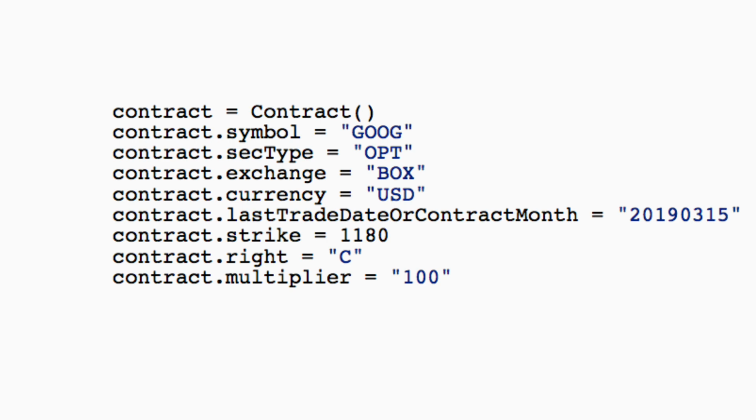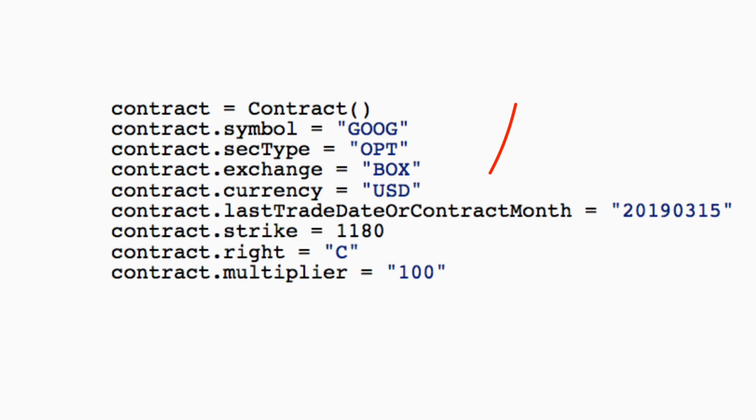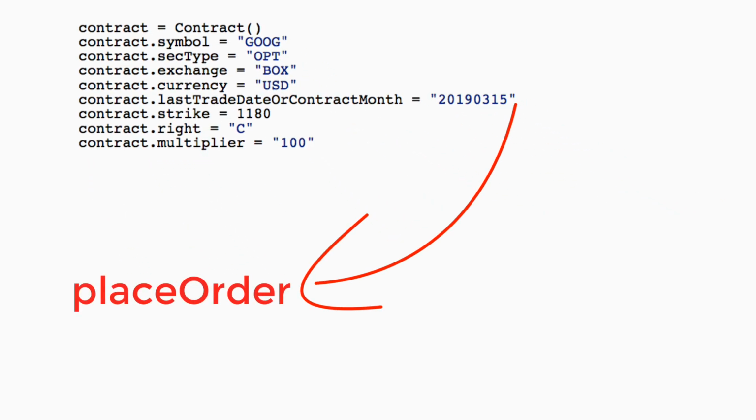As long as the contract is uniquely defined, that object can be passed into one of the corresponding market data functions. And that same object, once it uniquely defines an instrument, can also be used in other functions as well, such as place order. So you'd be able to recycle that same object.